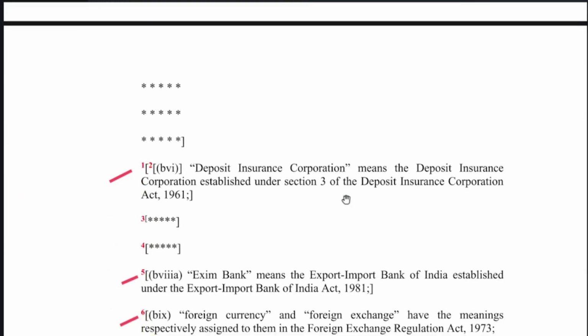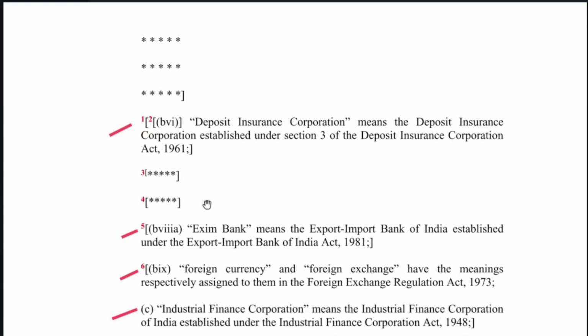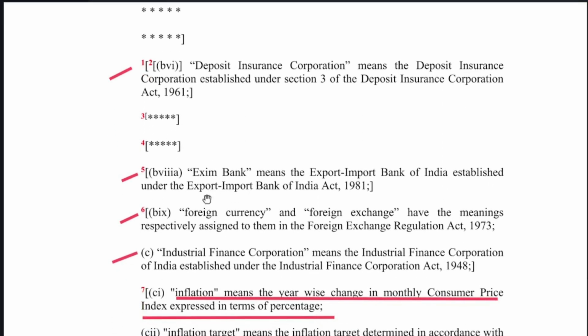Moving further, Deposit Insurance Corporation means the Deposit Insurance Corporation established under Section 3 of the Deposit Insurance Corporation Act 1961. Exim Bank means Export Import Bank of India. This is another definition. Now, what is meant by foreign currency and foreign exchange? They would have the same meaning as respectively assigned to them in the Foreign Exchange Regulation Act. Please understand this Foreign Exchange Regulation Act has now been replaced by Foreign Exchange Management Act.